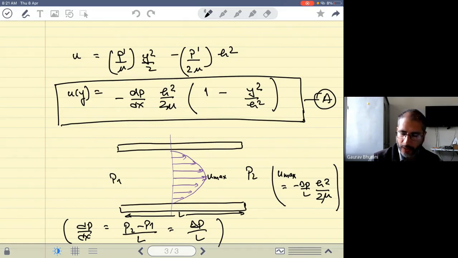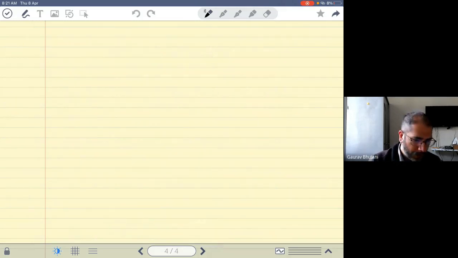Okay, so this kind of a flow that is driven because of pressure difference has a name, and we call it the Poiseuille flow.